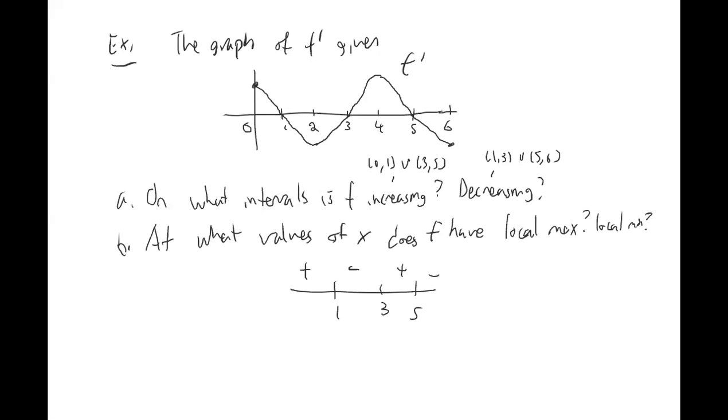So at 1, am I local max or local min? Again, think of increase, decrease, right? Before 1, I'm increasing to 1, and then after 1, I'm decreasing. So it's a local max, right? Because that would mean 1 is at the top of the hill, right? So local max. I'll just write it like this.